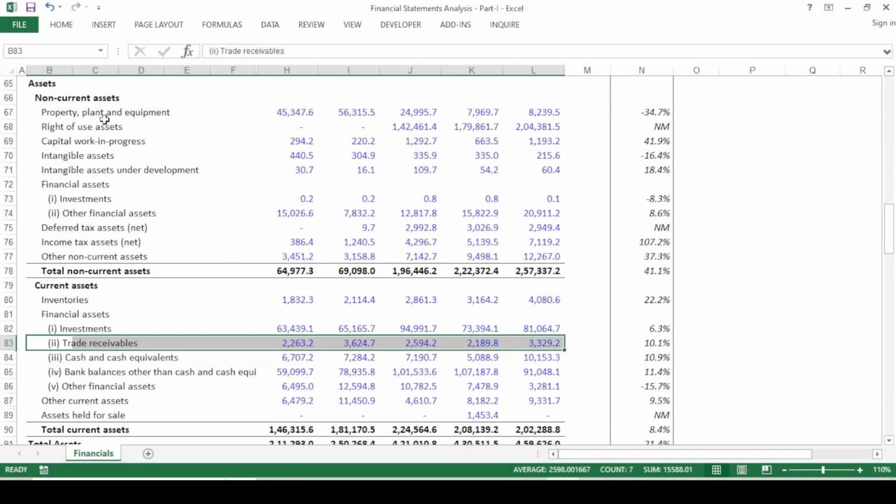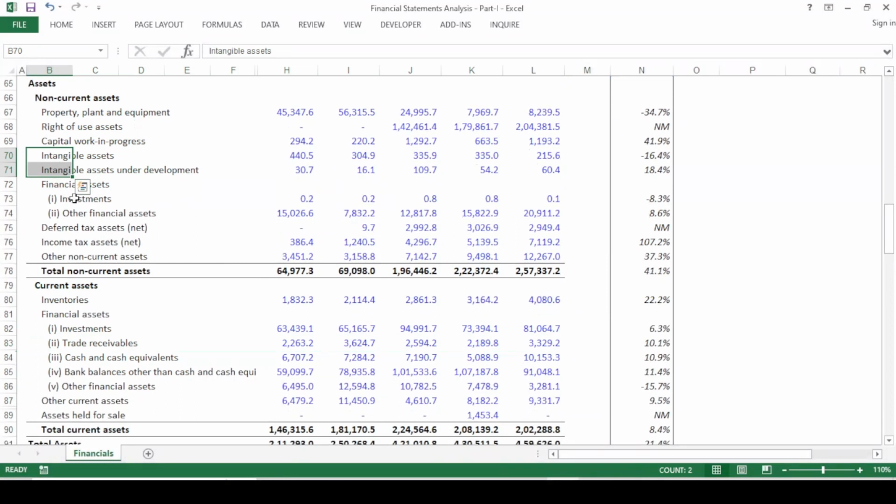So right of use assets are nothing but the lease assets, then capital work in progress, which are basically the assets that are currently not in the final stage, but they are under process. Then we have the intangible assets, which are related to, let's say, software or maybe some sort of copyright or some trademarks, so those sort of things, which are not tangible in nature. Then we have the investments, other financial assets. Then we have the tax assets and other non-current assets.